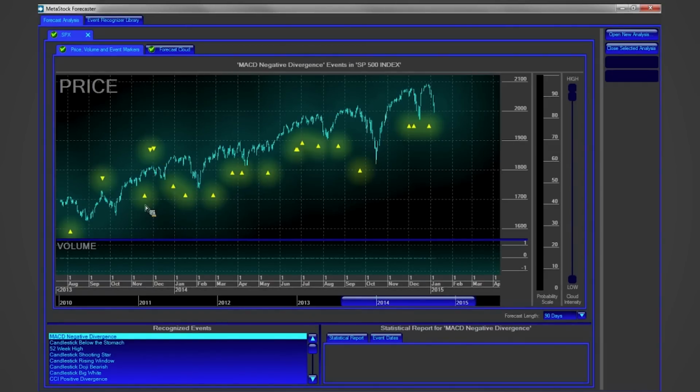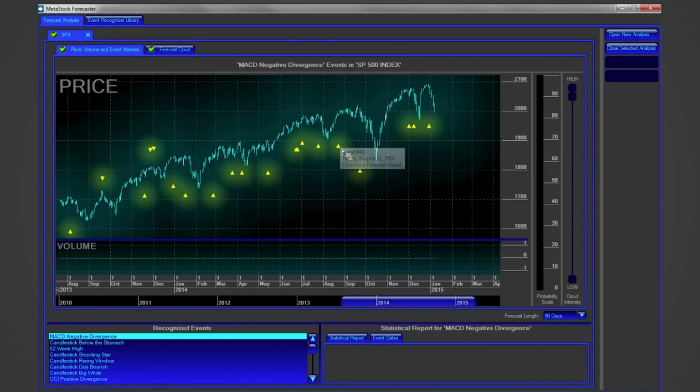This is telling me every time that a MACD negative divergence has happened on a chart. So now I'm understanding that here I've got a MACD negative divergence. Here's one, here's one, here's one, here's one, here's one. So don't look at these as buy and sell signals. What it does is it looks at each one of these and says, well, right here, where did price go after that event? It went up. What about this one? Did it go up? What about this one?